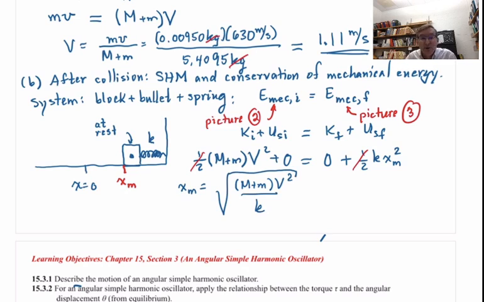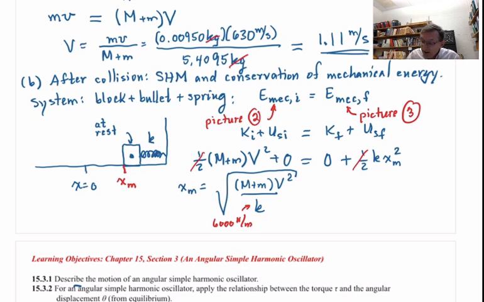If you are so inclined, you could plug in numbers at this point, because you know big M, you know little m, you know big V. We just found that in part A, the velocity just after the collision, 1.11 meters per second. Don't put in the initial velocity of the bullet, 630. No, not even close. This big V is the velocity when the simple harmonic motion begins, which is when the collision has just ended. And of course, k, remember, is 6,000 Newton per meter.